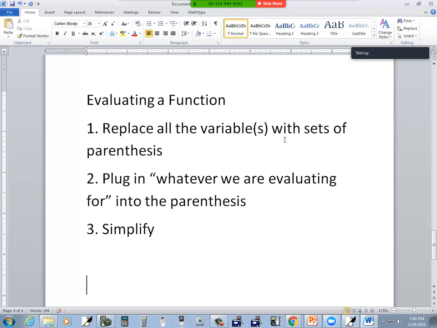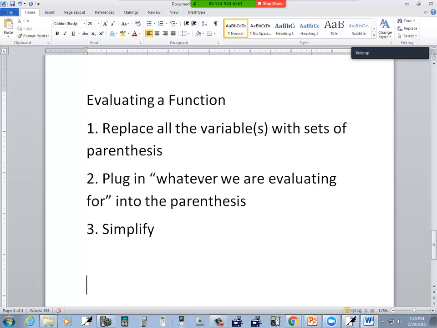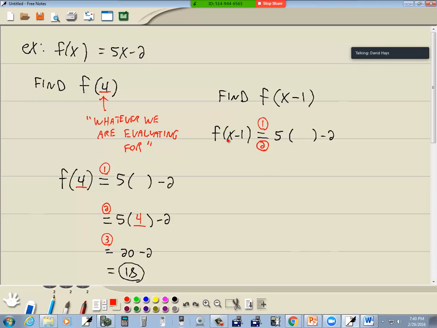Step 1. Replace all the variables with sets of parentheses. So go into our original function, and everywhere we have an x, we'll put in a set of parentheses. I'll do step 1 and step 2 in the same line so you see it. Step 2 says plug in whatever we're evaluating for into the parentheses. Whatever's inside the parentheses right here will always be what we plug in right over here. So I'll plug in x minus 1.